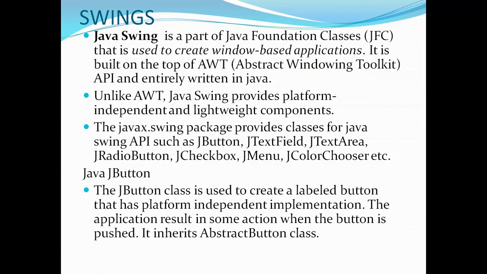If you consider the difference between AWT and Swing, AWT is an Abstract Window Toolkit used for GUI-based applications, that is graphical user interface applications, and Swing is used to create Windows-based applications. And Swing is built on top of the AWT API and entirely written in Java. Unlike AWT, Java Swing provides platform independent and lightweight components. Java Swing has lightweight components, whereas AWT has heavyweight components.